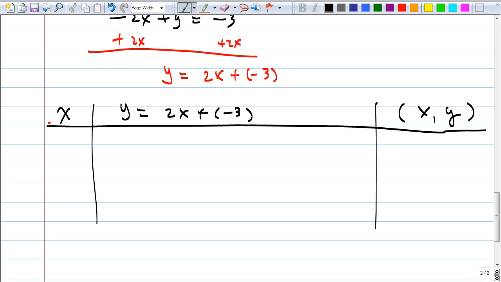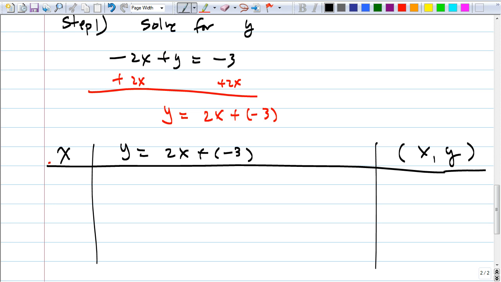Because if you only have 2 points, you're not really checking your work, because what if one of the points that you figured out isn't really correct? You see what I mean? But if you have 3 points, guess what? All these 3 points have to line up. They have to line up. So what we're going to do, and you'll see why we solve for y in a minute.